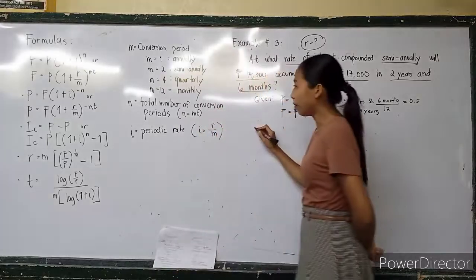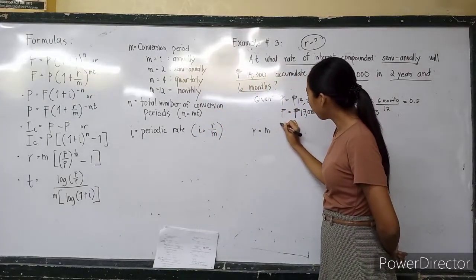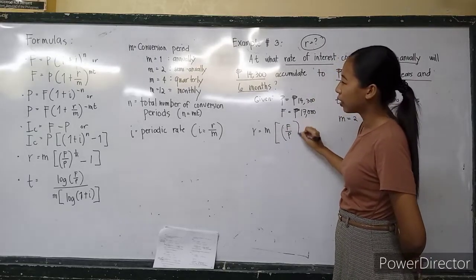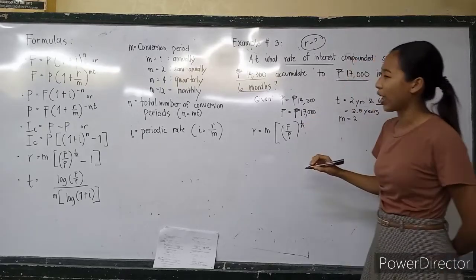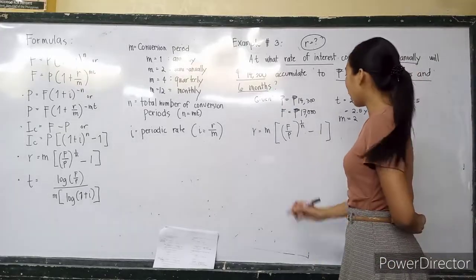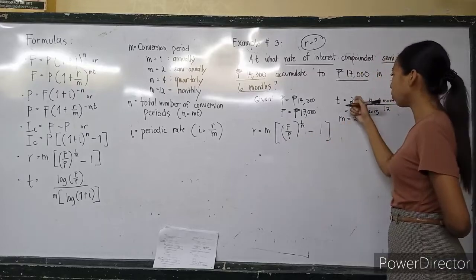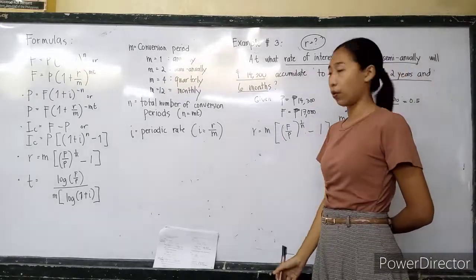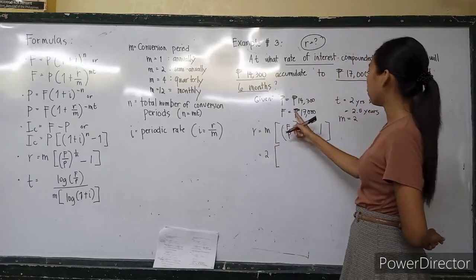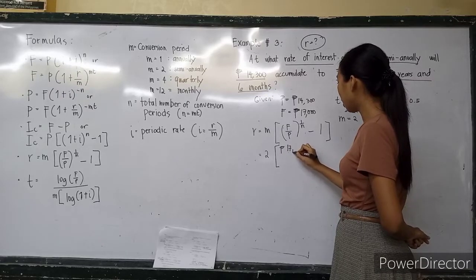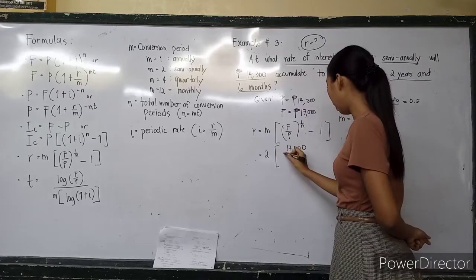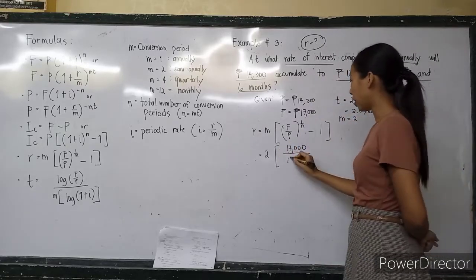So, in that formula, we have R is equal to M bracket parenthesis F over P, then raised to the power of 1 over N minus 1, then bracket. So, karon ato siyang i-substitute ang tanan nimo nga values dinhi diri sa sulod. Okay? So, we have M, which is equal to 2. Tapos, bracket F na diri, that is 17,000 pesos. Pwede na ito tanggalon lang ang pesos para dili siya samok. And then, we have 14,300.